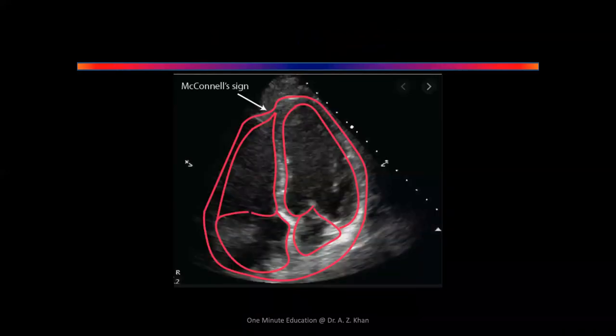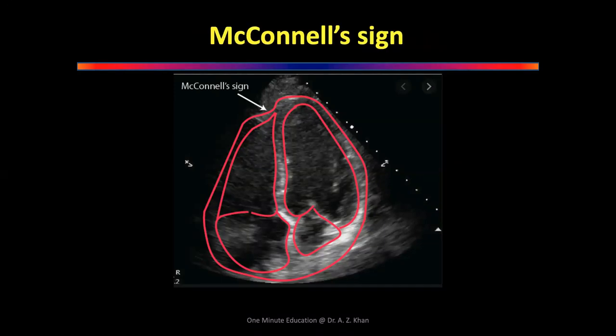Okay? All right. What is this? Oh God, I already showed you. The name is there, I forgot. It's okay. So you know that this is the McConnell sign. What does it represent? Tell me, where do you get McConnell sign? One mark for telling me where you get McConnell sign.